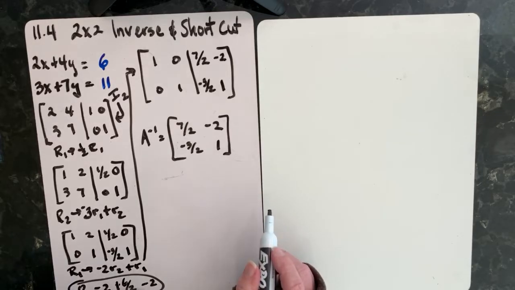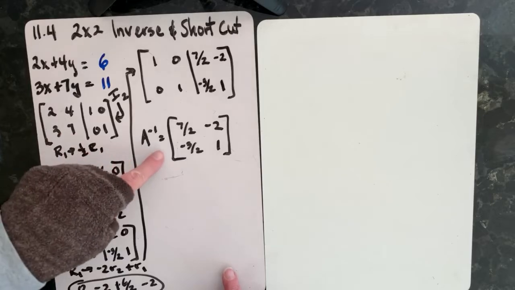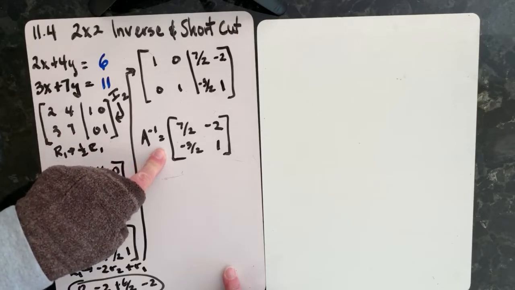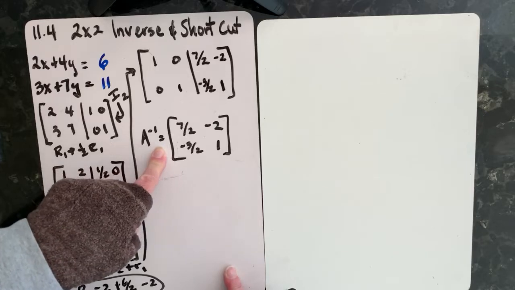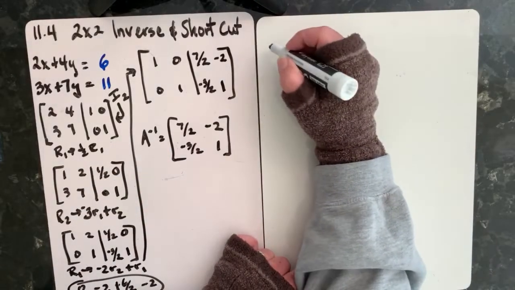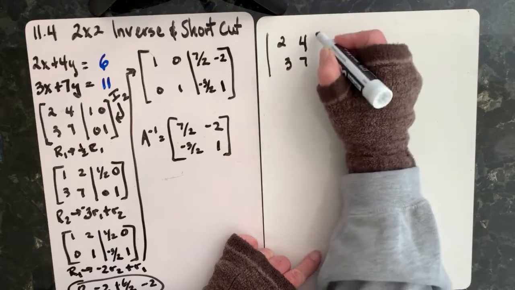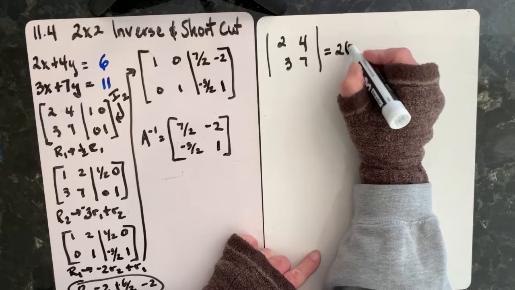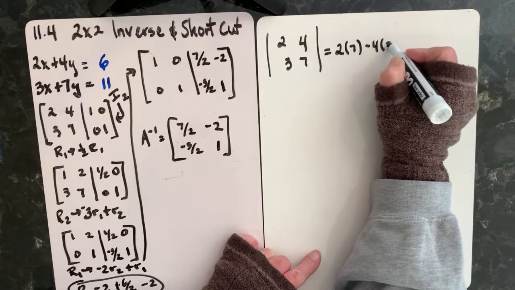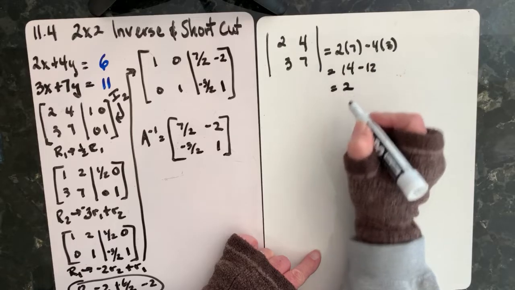So if I want the shortcut, instead of doing reduced row echelon form, you'll see it pretty clearly. But the first thing I need if I'm going to do the shortcut is I need the determinant. All right. So the determinant would be 2, 4, 3, 7. Remember, this has just tall bars, and we would get 2 times 7 minus 4 times 3, which gives us 14 minus 12, which gives us 2.